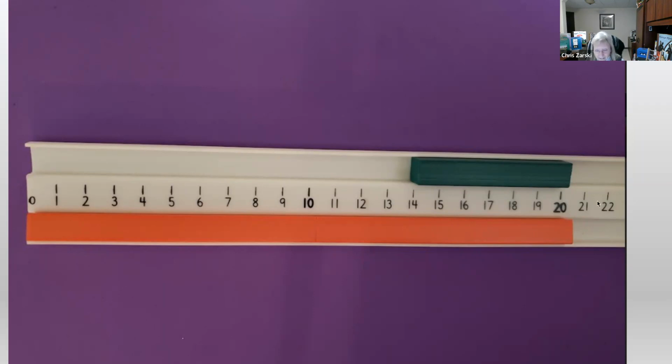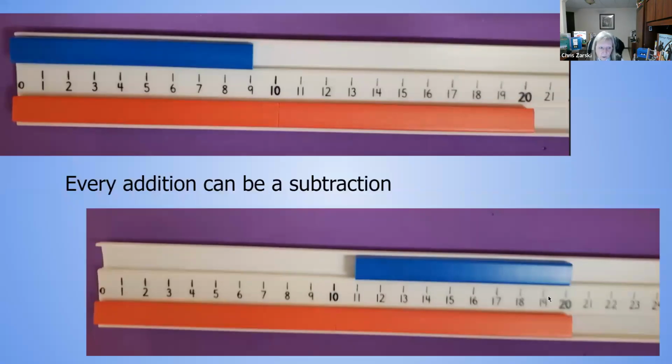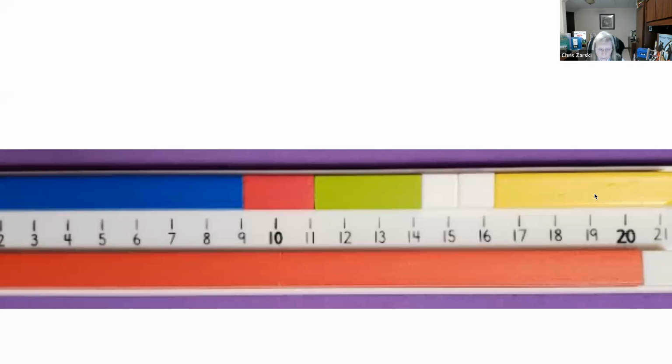I could just cut these in half, right? And I could just mark it off. So there are different ways for me to use the tracks as I move forward. I can use them for addition. Every addition question you give me can also be a subtraction question. So whichever way works better for them is how we're going to work.